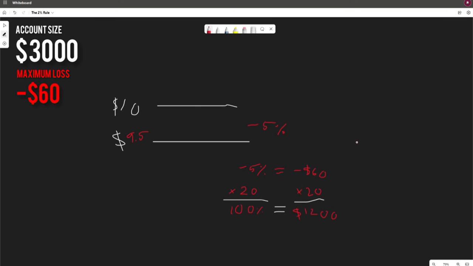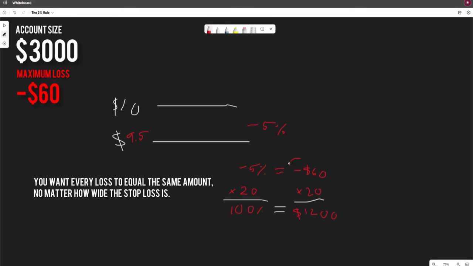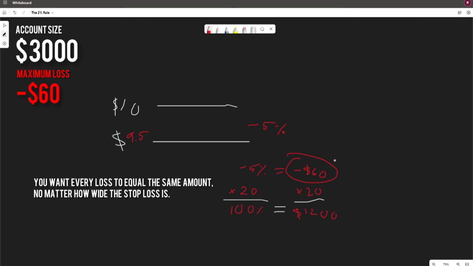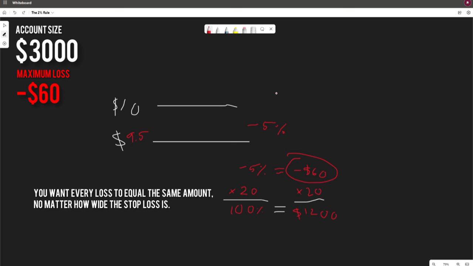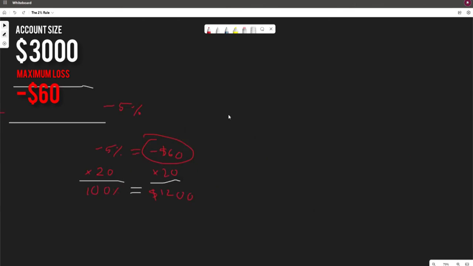If it was 10%, you got to do half of that. If it was 20%, you got to do 300 because 20% of 300 is negative $60. The point is you want all of your losses to equal $60 every time. You want it to equal 2% of your account every time. When you're putting these stop losses, you want to make sure that you're putting it somewhere where it makes sense.